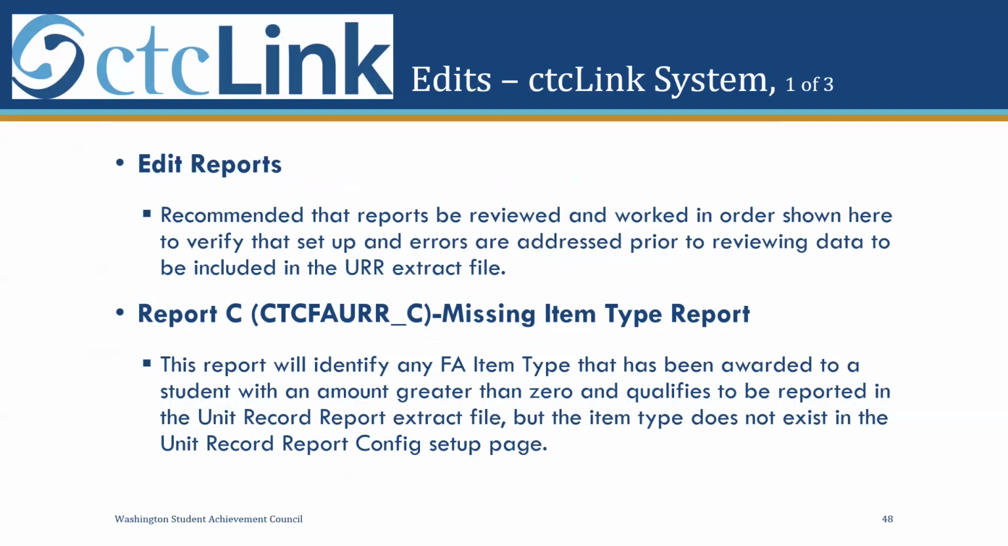Thank you, Marla. When you generate the unit record CSV file in ctcLink, it produces 3 supplemental reports or edit reports. And it's recommended that these reports are reviewed and worked in the order shown here. The first one is the missing item type report, and this will identify any FA item type that has been awarded to a student with an amount greater than 0 and qualifies to be reported in the unit record report extract file, but the item type doesn't exist in your institutional configuration.